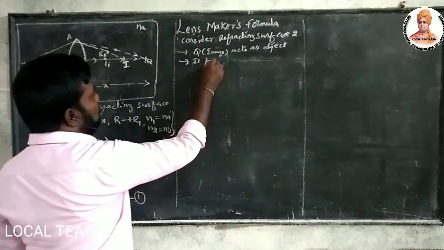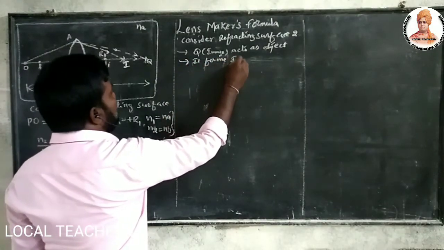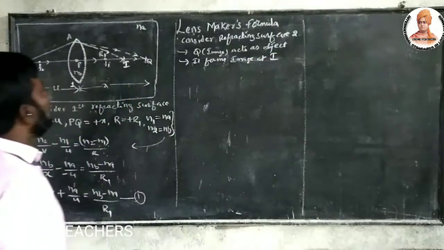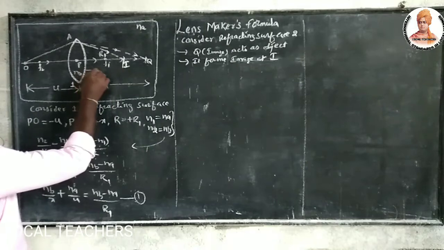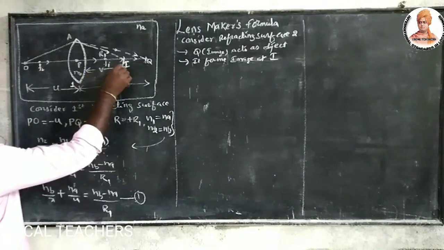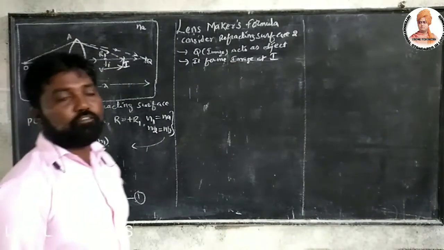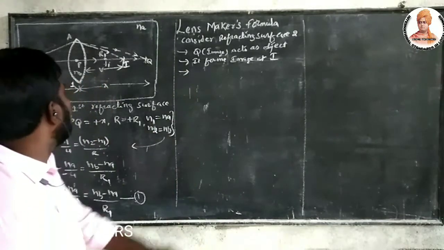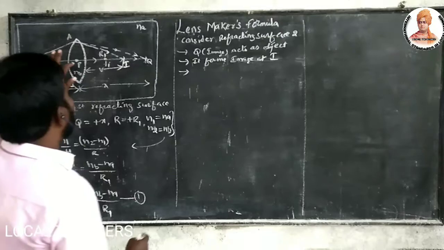So it forms an image at I. Here its distance is the final image distance, so the distance is v. Here apply sign convention and find the distances.